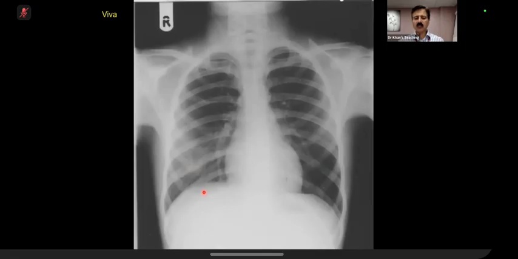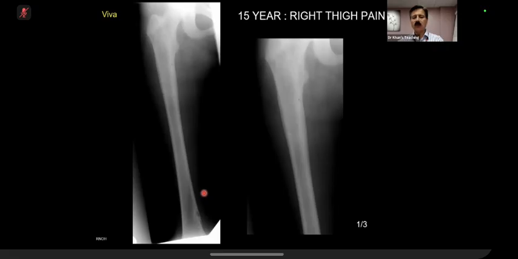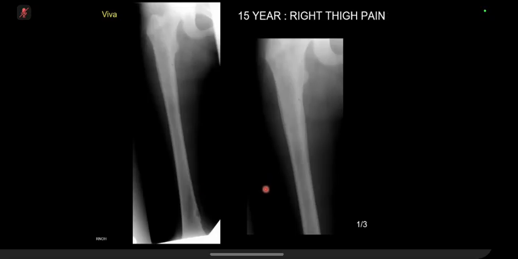Classical differential will be the same. The top two will be infection versus Ewing's. So they have to be on top. You can keep eosinophilic, LCH, etc. in the differential, but those will remain. Another film which has got subtle findings. Over to you.